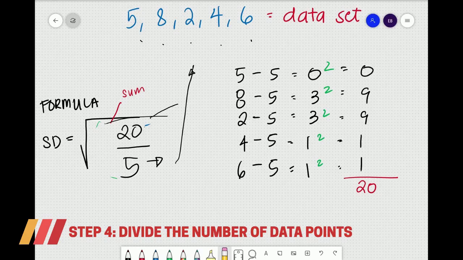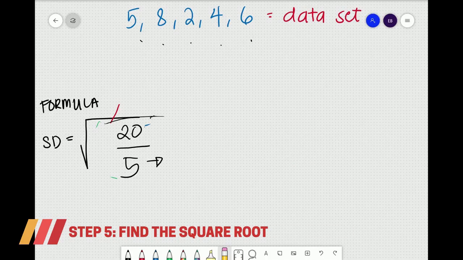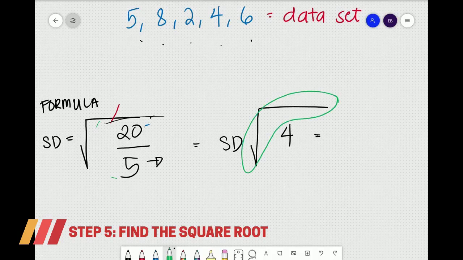Now we're nearing the very end, which is finding the square root. If you are a math genius, you can do this in your head, and if you're like me, I would rather use a calculator. So again, we are still in step 4, so we still have to divide by the number of data points. So 20 divided by 5 equals 4. So SD equals the square root of 4. Now let's not forget the square root is represented by this symbol. You can find this on your calculator. So the square root of 4 is 2. So our standard deviation is going to be 2.